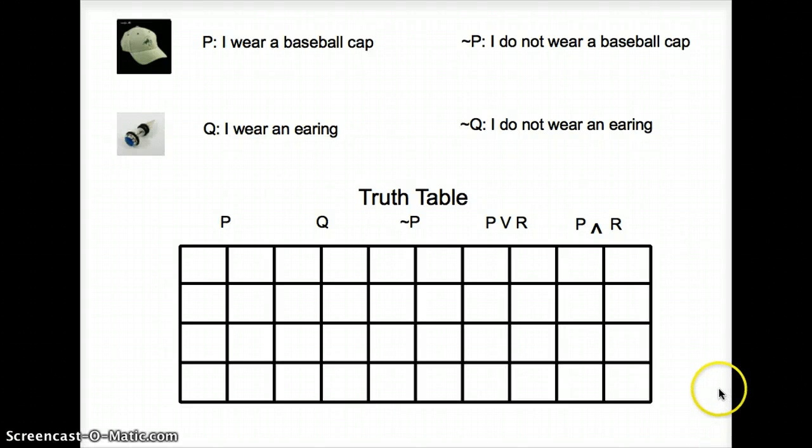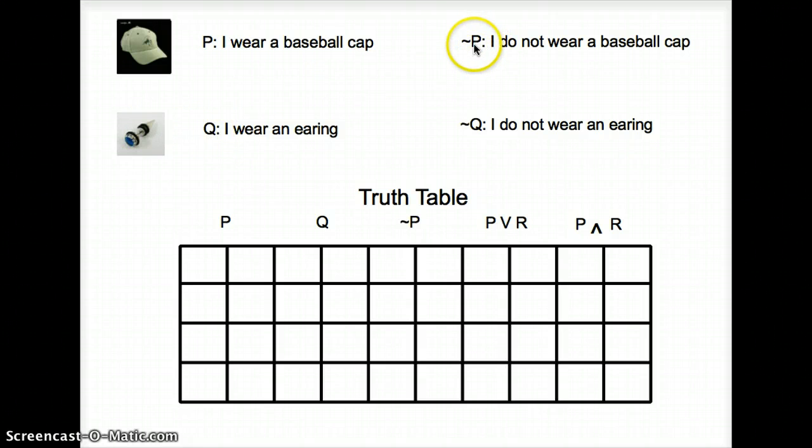In this video I'm going to talk about truth tables. Basically a truth table is working out all the different possible outcomes there are based on two or more statements. So in this case I have two statements. I have statement P, which is I wear a baseball cap. I have statement Q, I wear an earring.